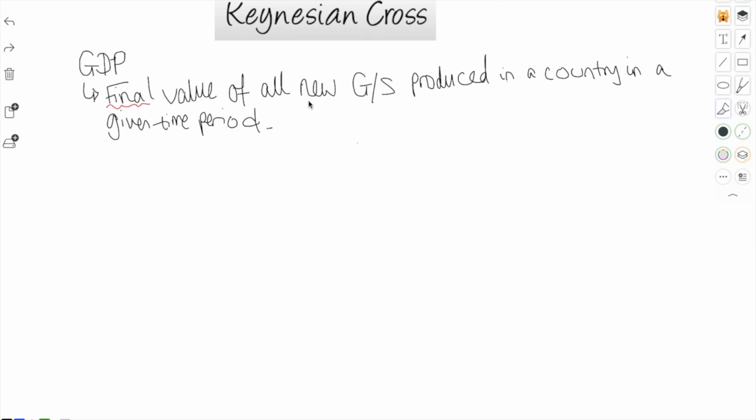Final, new, a country, and a given time period. I know it looks as if I've highlighted a lot of what's going on here, but again, the final, so I don't care about all the bits in between, I just care about the final good. It has to be new, so it can't be that it was made in, I don't know, 2018 and now it's counting in 2019. It has to be new. One country has to be the one it's produced in and in a certain time period, so the time frame really matters.